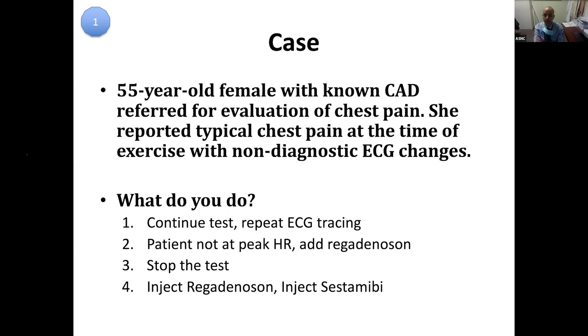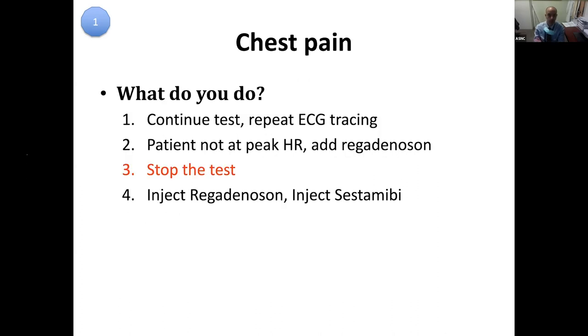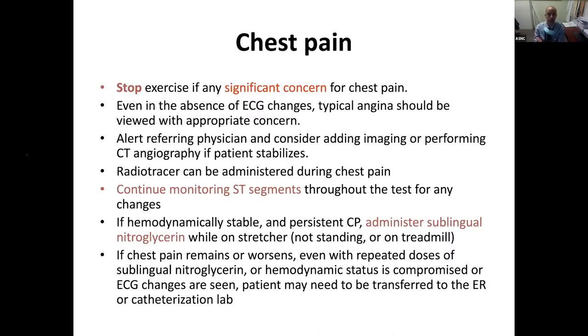Usually when we have any kind of concerns for chest pain and we think this is not musculoskeletal or anything like that, we would actually stop the test at that stage. There is no reason, if you think that someone is actually ischemic, to maintain the ischemia and keep it going. This was a regular ETT, so we would not have had imaging available. We would stop the test as I show here. So if you have any significant concern for chest pain in the lab, you should stop the test.